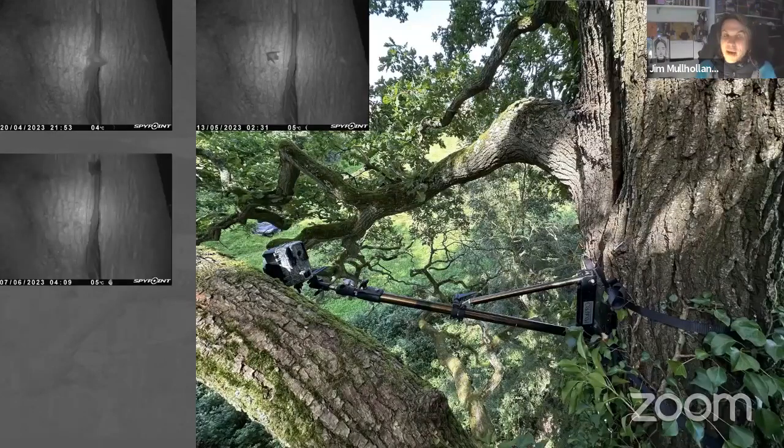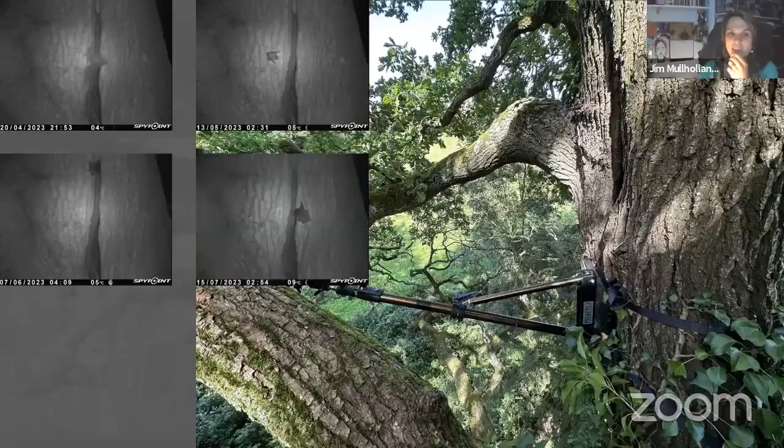We also found bats in June. This is a Barbastelle, the rear end of a Barbastelle heading into the roost. Bear in mind, this is a single charge of batteries and a single SD card. Amazingly, we had bats in July as well. And we've got more activity from Barbastelle. And it was incredible then.